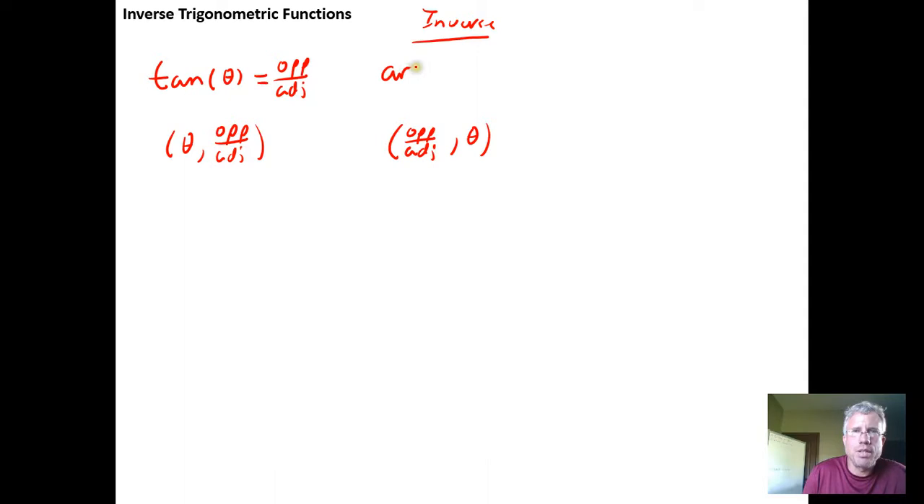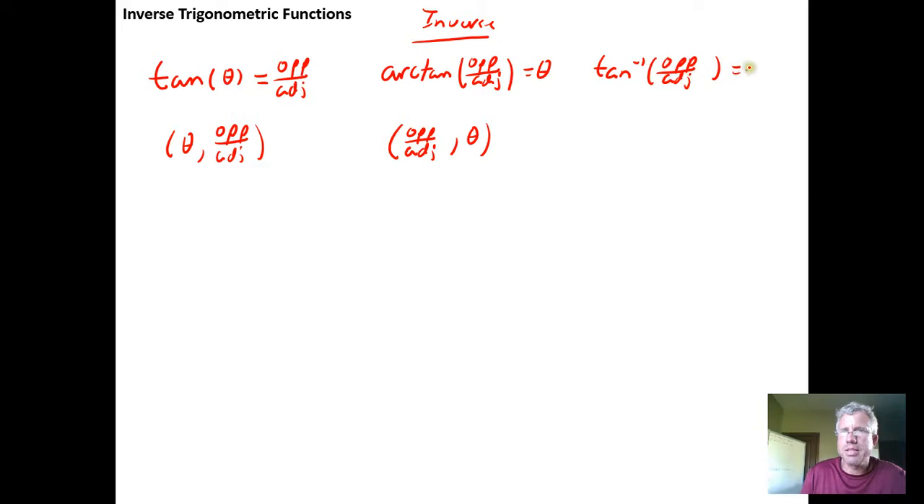So again, we're going to name the inverse function the arctan, and the input is going to be the appropriate side ratio, and the output will be the angle. And we can also use the classic inverse function notation, tangent inverse, but we're still feeding it the correct side ratio, and it's giving us the angle that generated that side ratio.